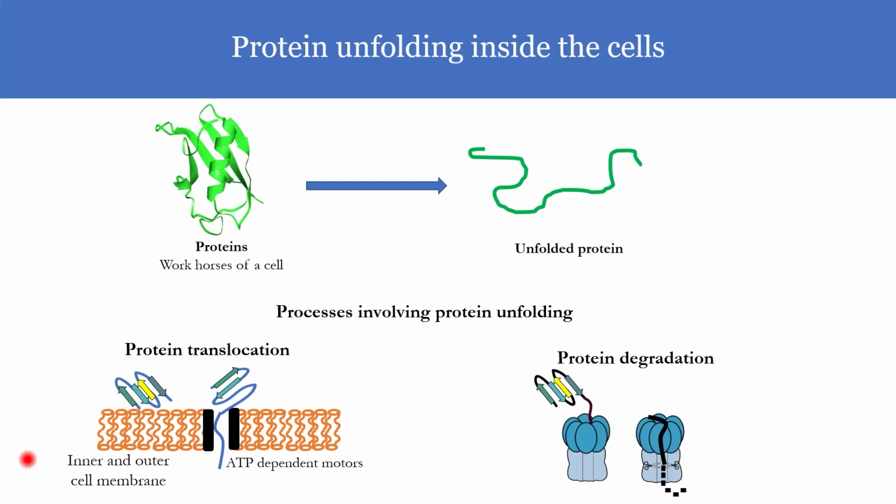You cannot even do thermal unfolding. You can't heat the body to 90 degrees just to unfold one particular region, right? So both chemical and thermal unfolding are not possible in the cellular environment. The only way a protein is unfolded in a cellular environment is by using mechanical force.